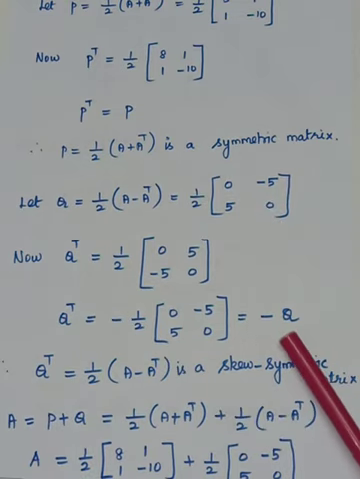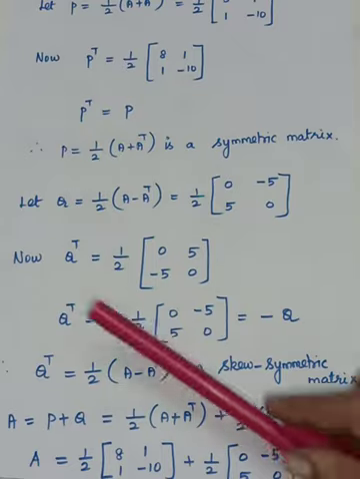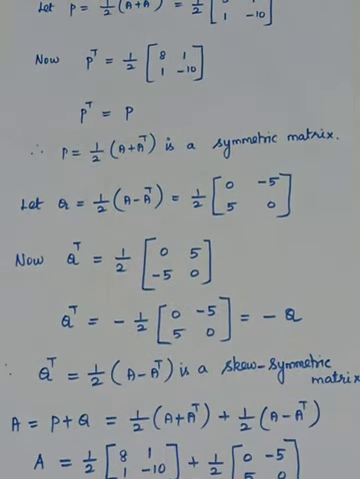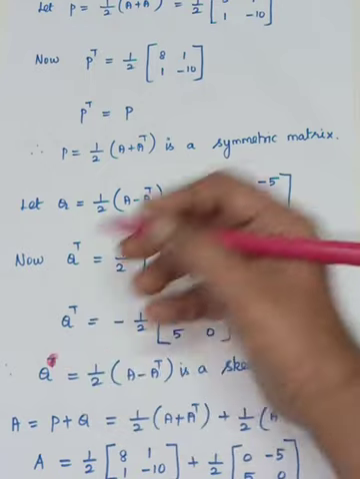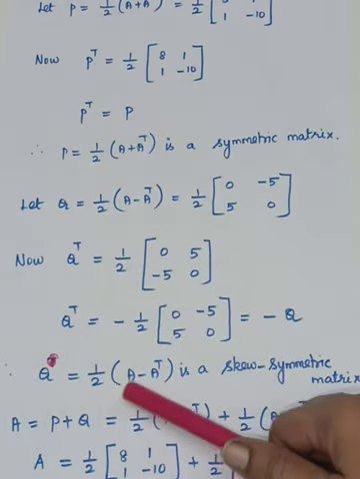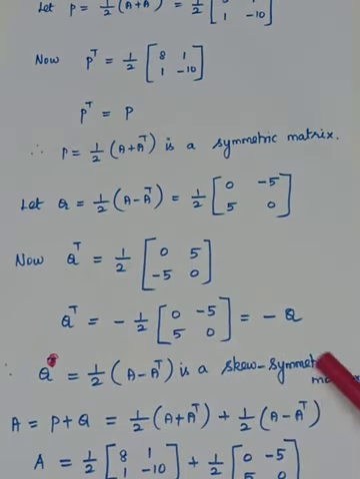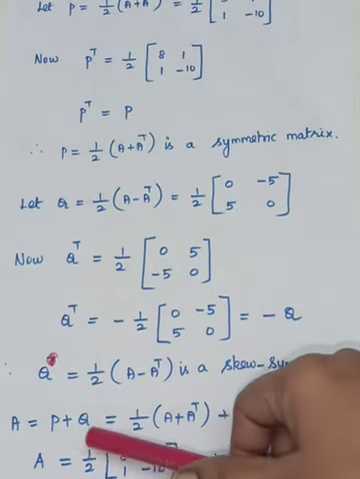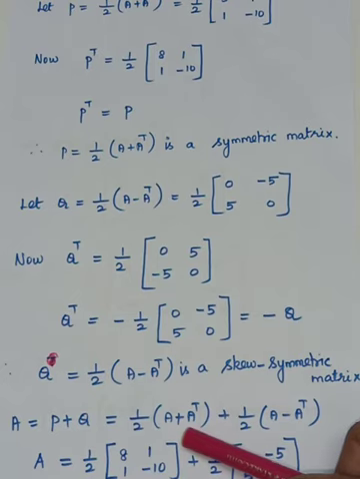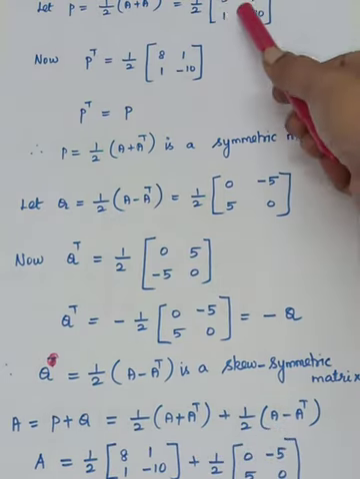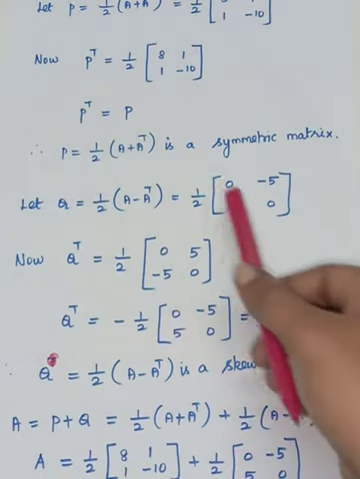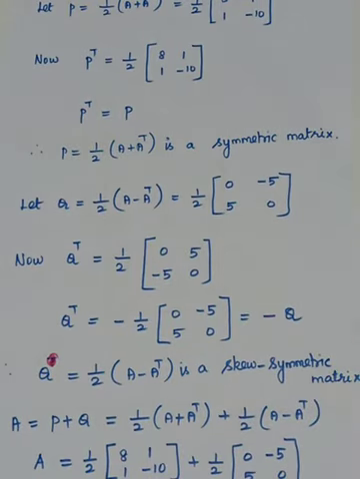So Q transpose is equal to minus Q, which means Q, half into A minus A transpose, is a skew symmetric matrix. So A can be written as P plus Q, that is half into A plus A transpose plus half into A minus A transpose. So this is your P and this is your Q. So it has to be written like this.